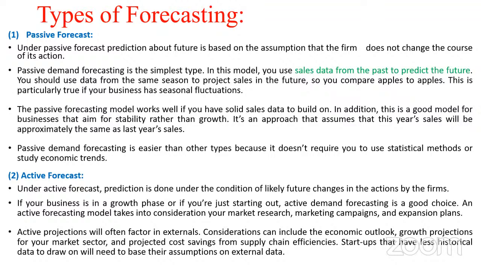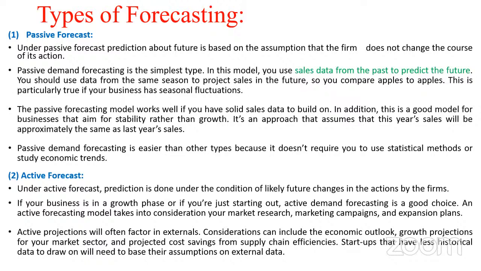Under passive forecast, the prediction about the future is based upon the assumption that the firm does not change its course of action, because it continuously produces in that particular pattern. The product is fixed. There is no need to change it because it is a standard product, accepted by almost all the societies of the country. So they never change the product; rather, they continue producing the same sort of thing.